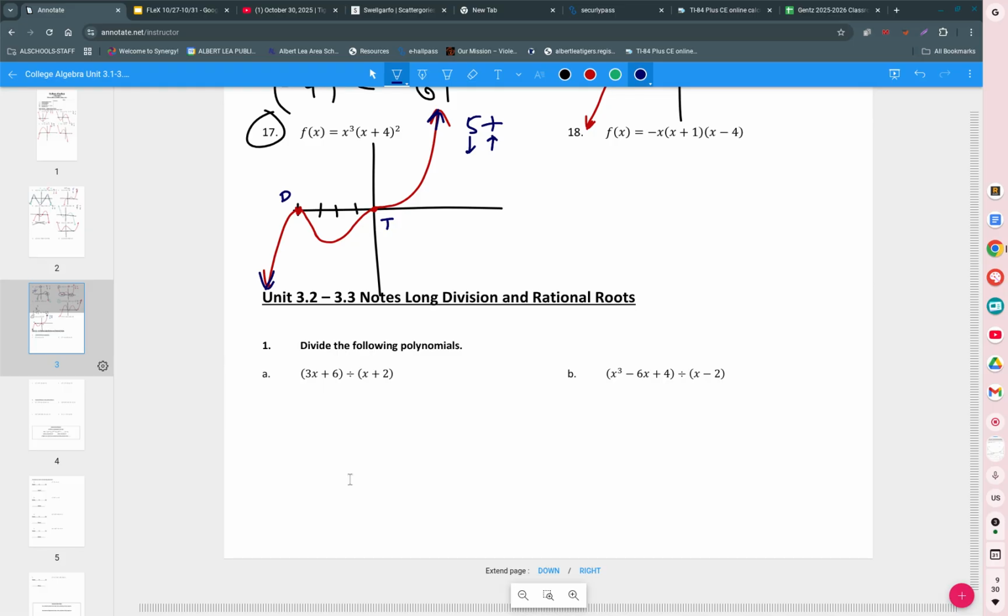So Callie, if it was like this, well, now that tells me to pass through because it's a single root. But when I see squared, I gotta bounce off. Anytime you see the square, just gotta bounce off of it.